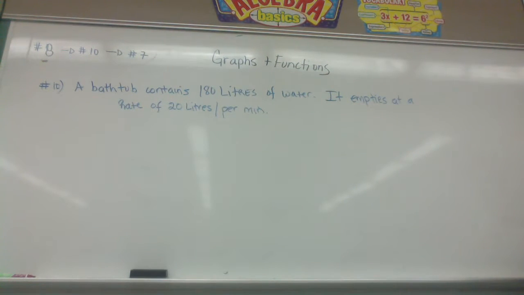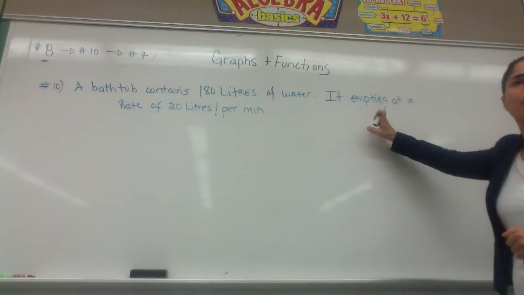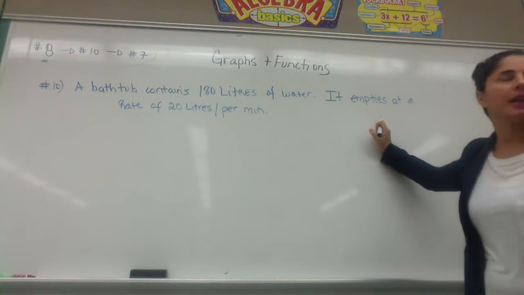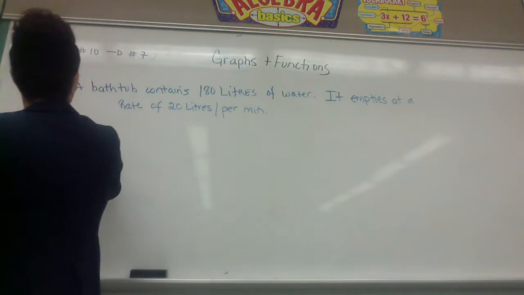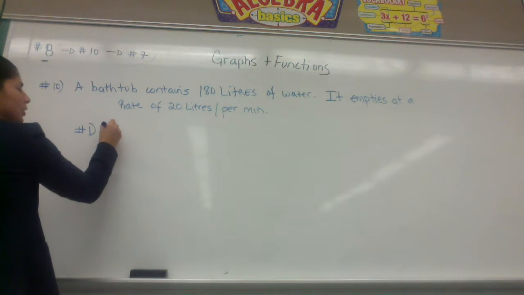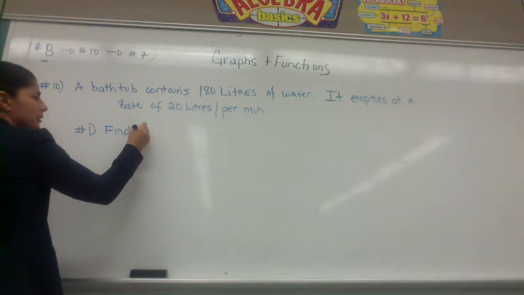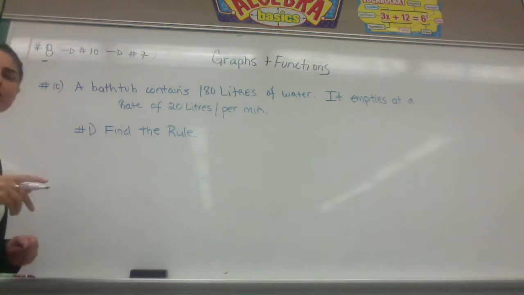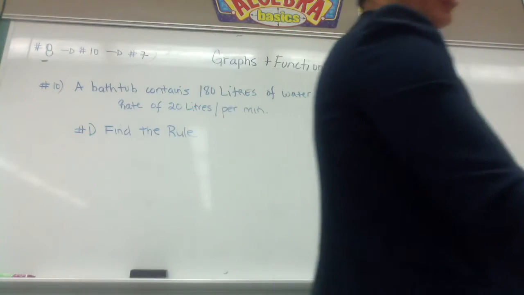A bathtub contains 180 liters of water. It empties at a rate of 20 liters per minute. Whenever you get a word problem, the first thing I want you to do, if you can, is find the rule. Number 1, find the rule. Now, if you look at those questions, they ask you for the rule on the last question, at the bottom, letter F.